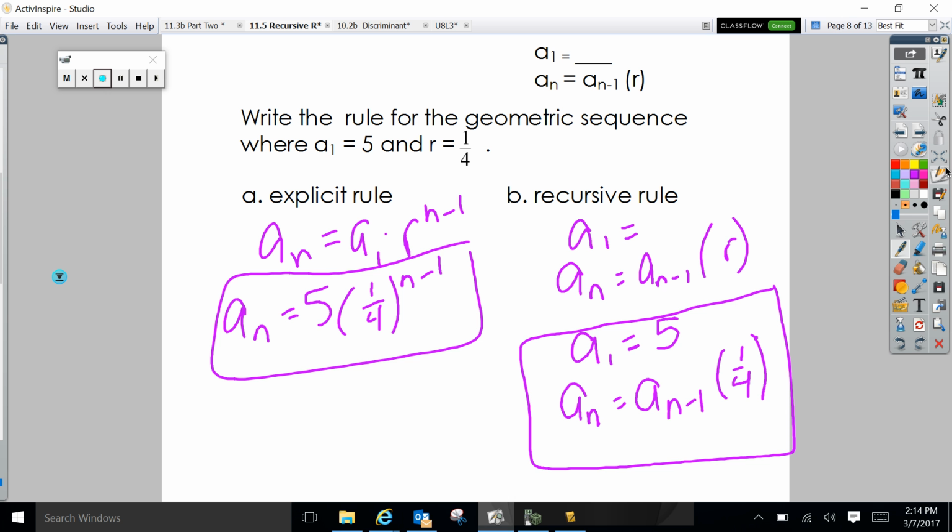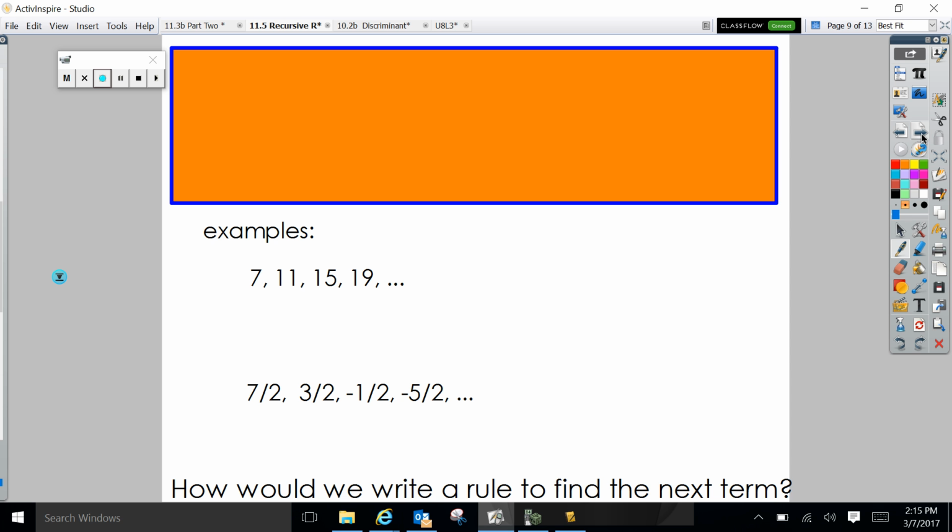Here's another example for the recursive geometric sequence. I wrote the explicit rule and I wrote the recursive rule, and I have the answers there. So if you want to try these on your own, go ahead and pause the video. Try them, check them out, make sure you get the same thing. Next, we're going to talk about arithmetic sequences and rules for that.